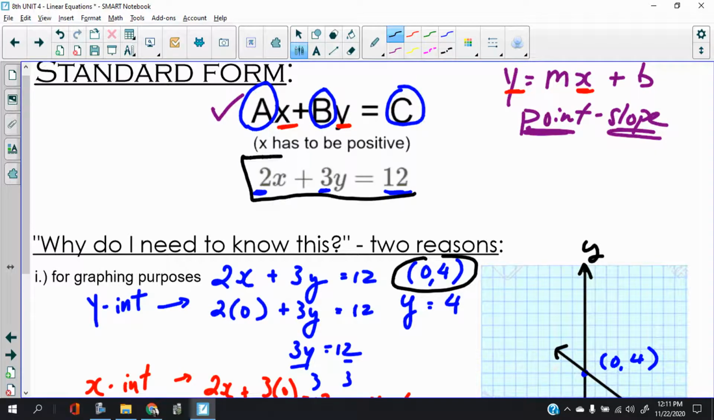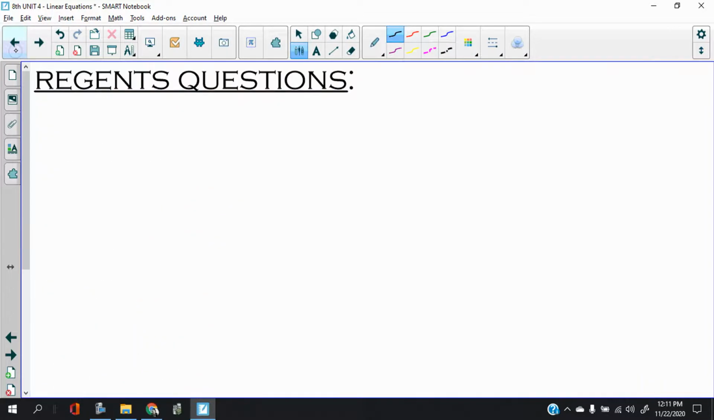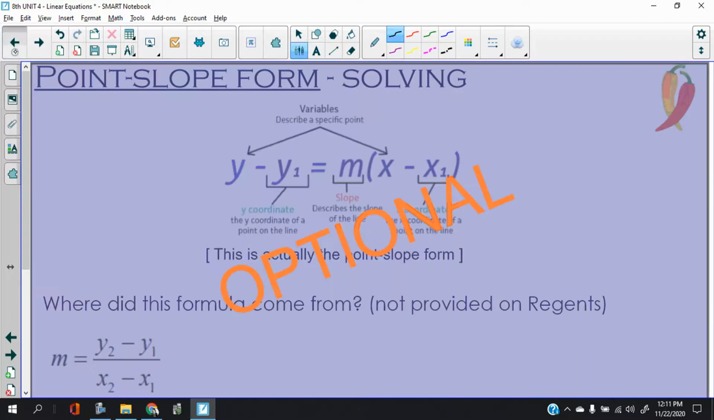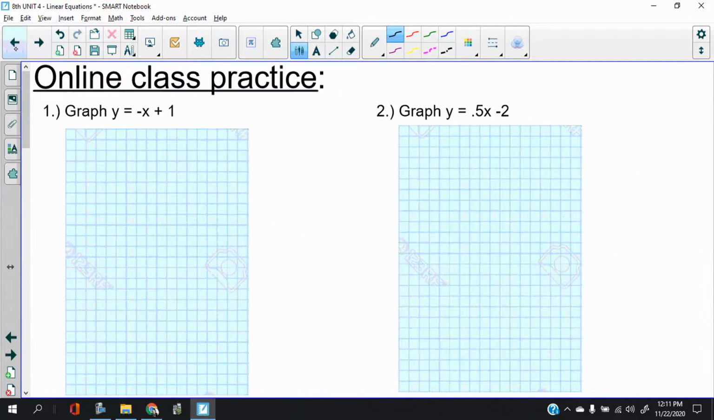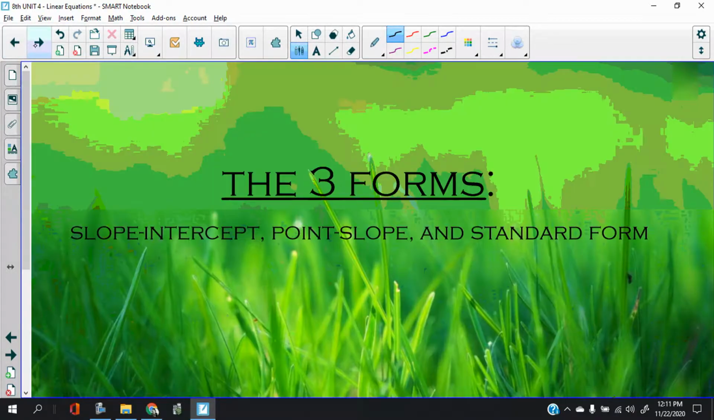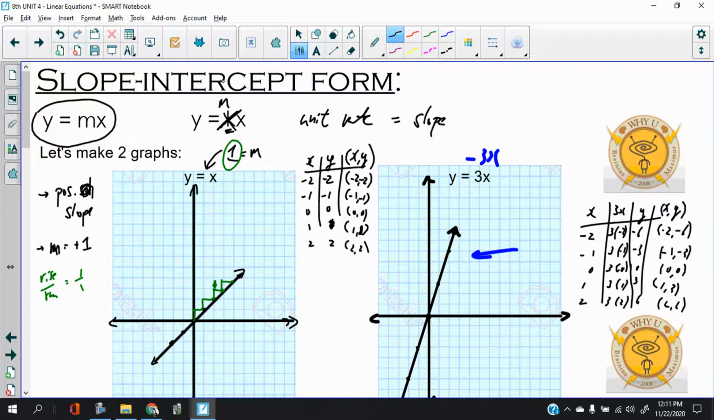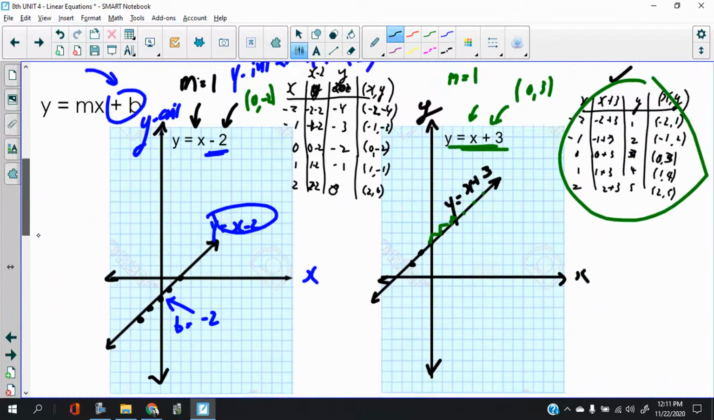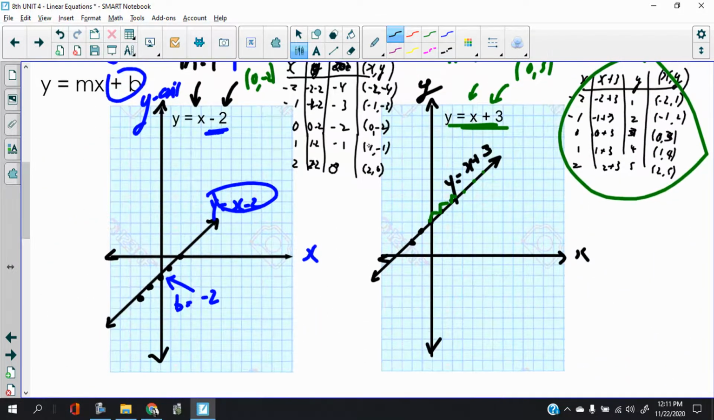So one of the things that I want you to start understanding is that with different forms, there are different quick ways of solving it. So remember with slope intercept form, what did I say? Let's go all the way back to before Thanksgiving. Slope intercept form: one way is you can create a table of values, or you can use a graphing calculator, which I will show you later on in this unit.